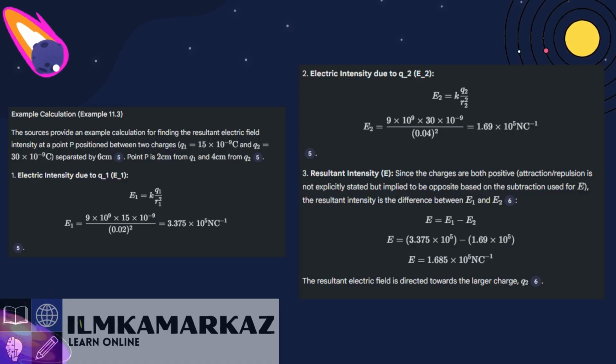Electric intensity due to Q2. E2 equals K times Q2 divided by r2 squared. E2 equals 9 times 10 to the power 9, multiplied by 30 times 10 to the power negative 9, divided by 0.04 squared. E2 equals 1.69 times 10 to the power 5 newtons per coulomb.